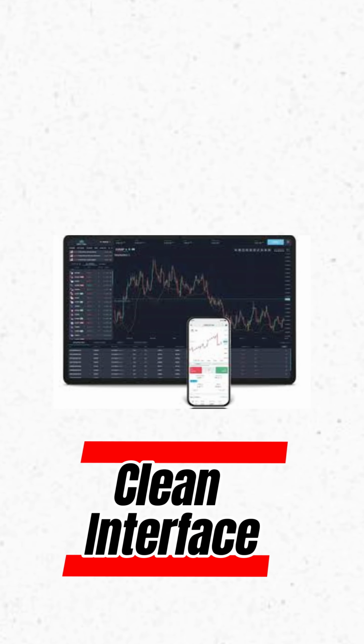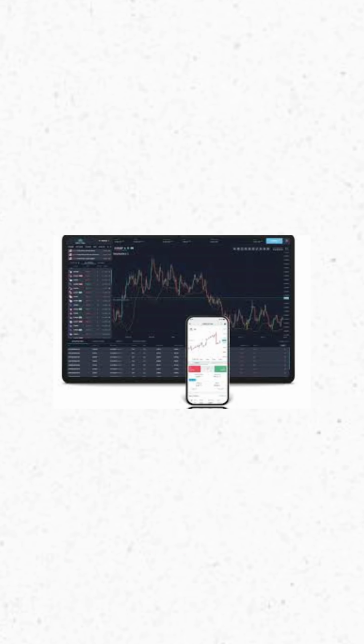Welcome to a quick guide on the differences between Matchtrader and MT5. Both are powerful trading platforms, but they have key differences.